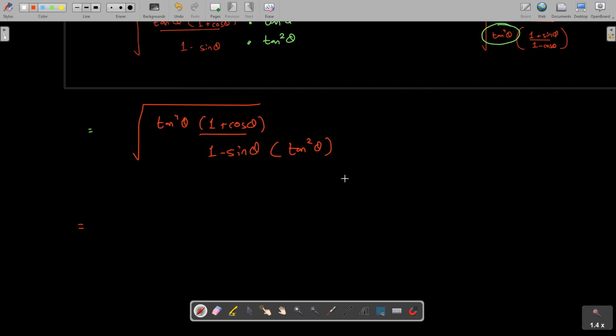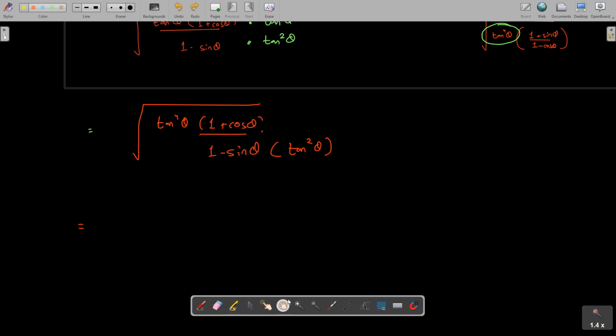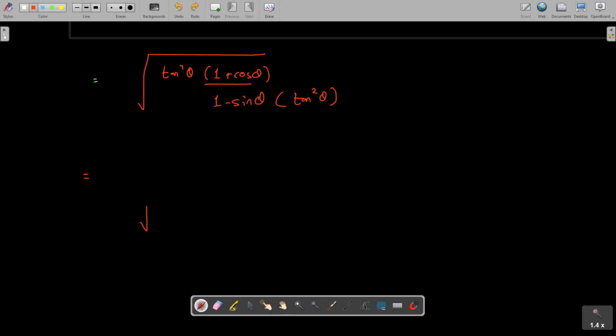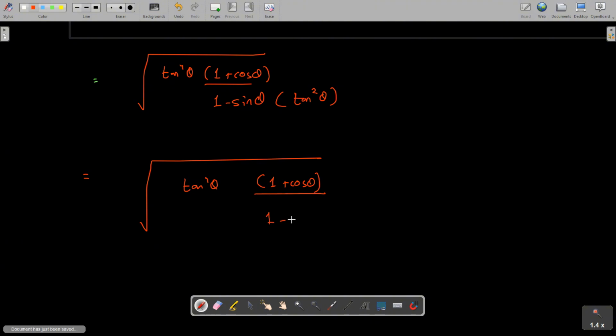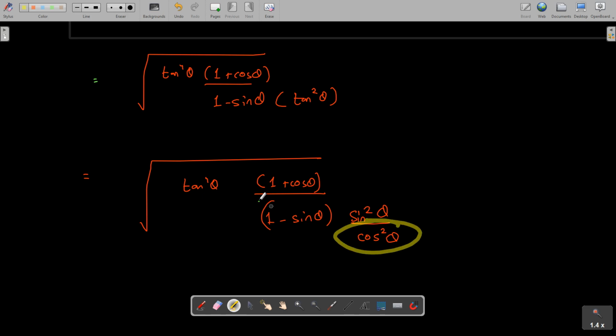So what next? Now let's substitute sine squared theta over cos squared theta over here, right? So that will make our lives a lot easier, and let me show how. Tan power 4 theta, 1 plus cos theta divided by 1 minus sine theta into sine squared theta over cos squared theta. Now what you're doing is essentially dividing by this cos squared theta in the denominator, which means you can just take it back to the numerator, right?